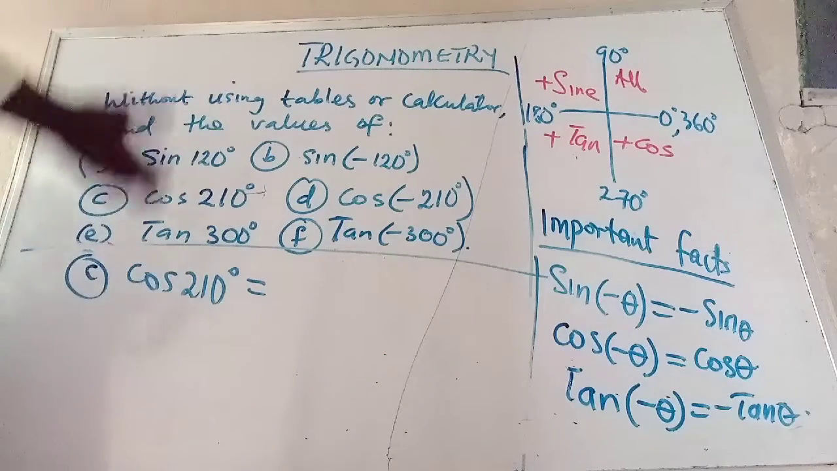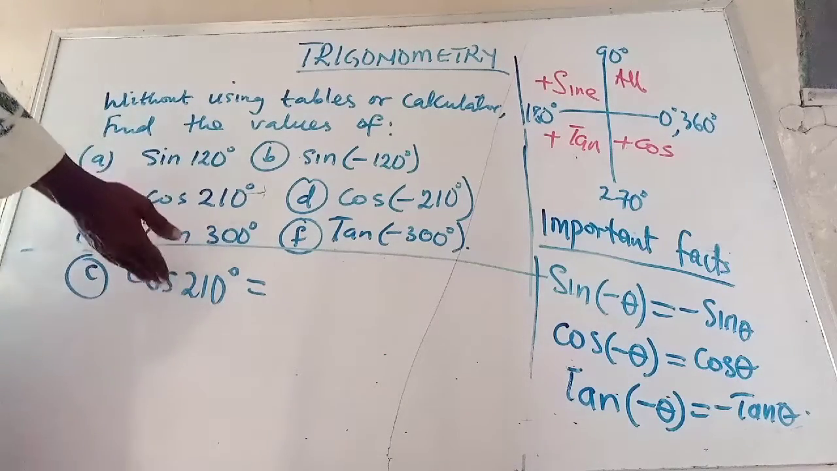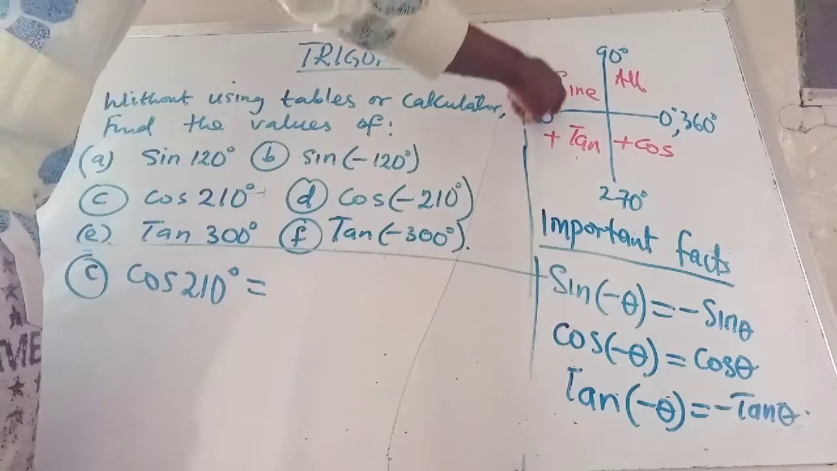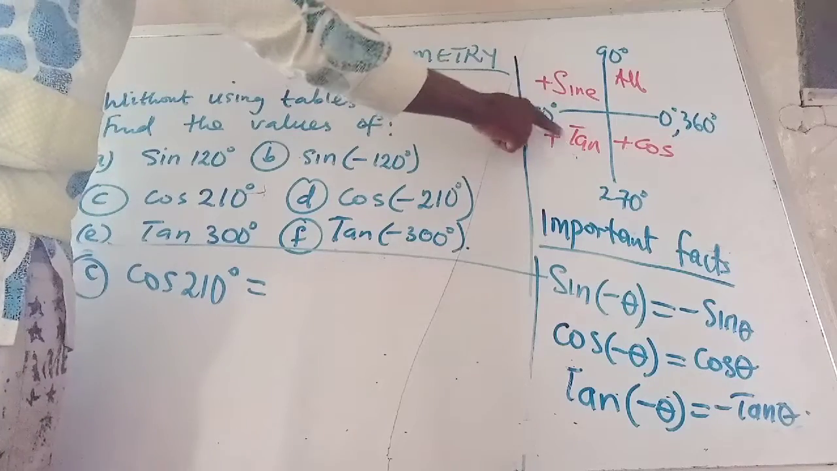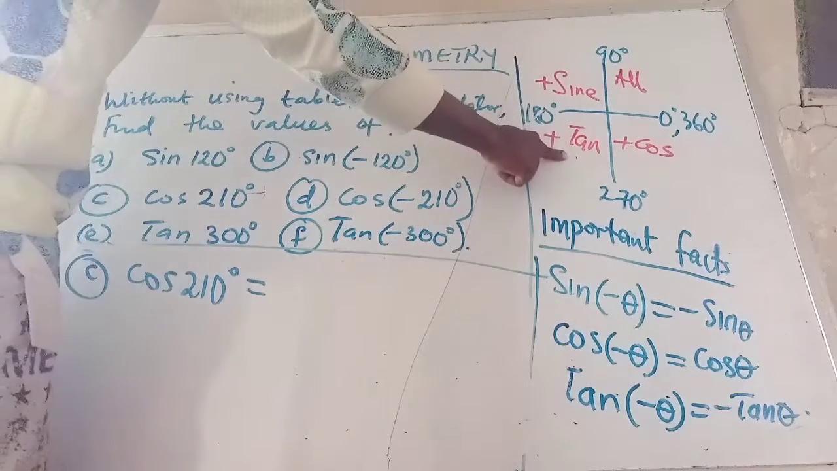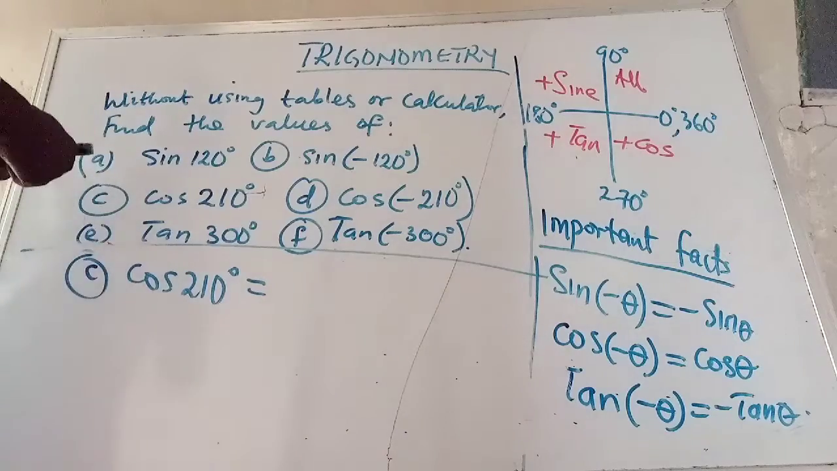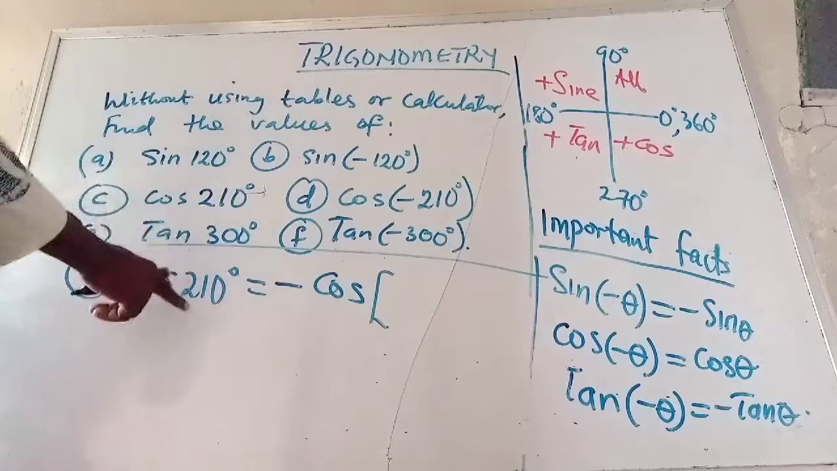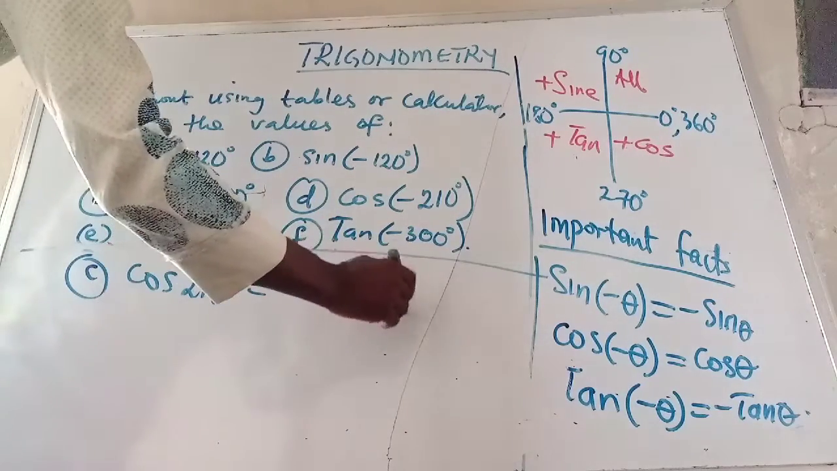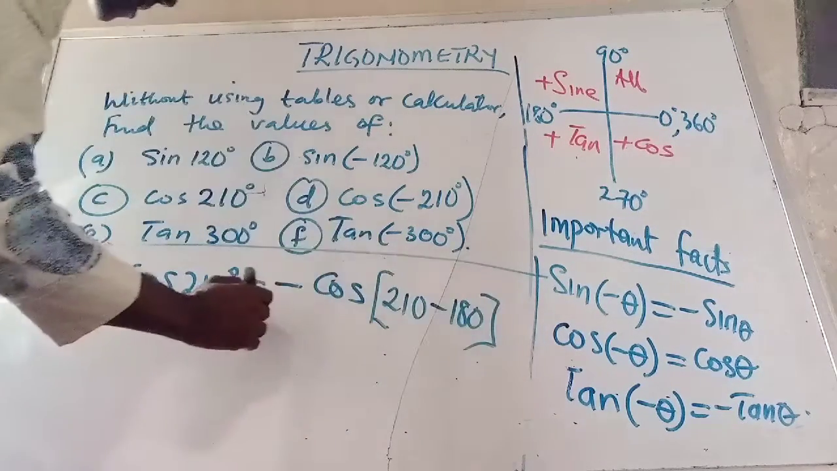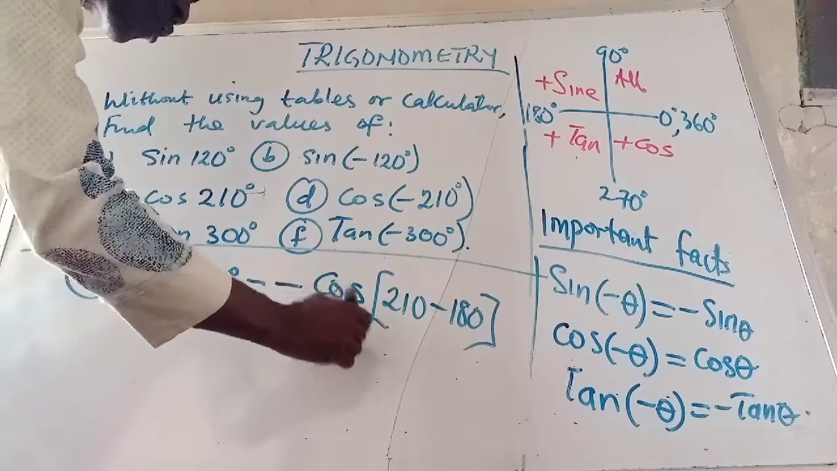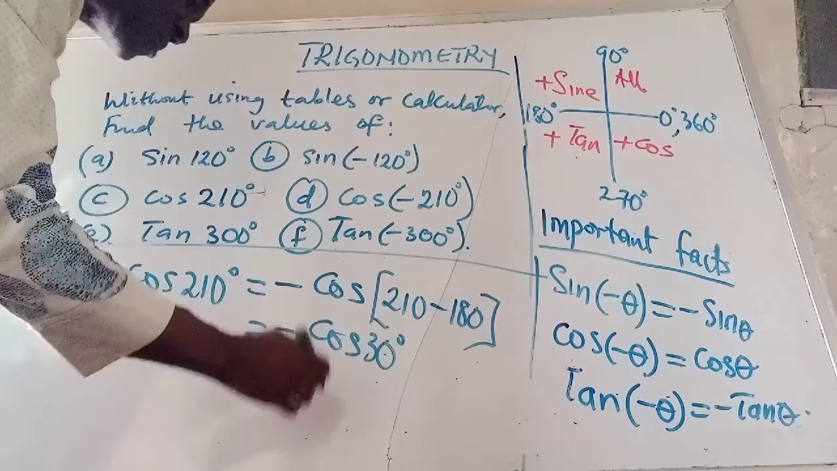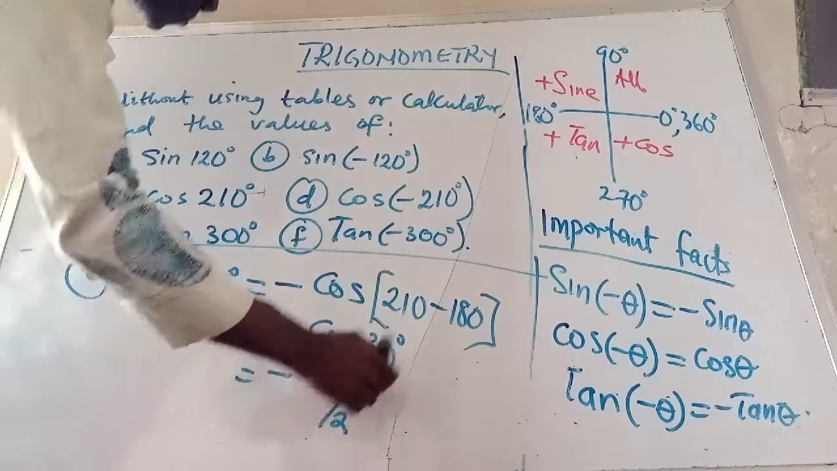To find the cosine of 210 degrees, 210 is positive. That means I will go anticlockwise. So 210 will fall here, because 210 is more than 180. And only tangent is positive. That means the value will be negative. So that will be negative. Then cosine of, since 210 is more than 180, it will be 210 minus 180. And that will give me negative cosine of 30 degrees, which is negative root 3 over 2.